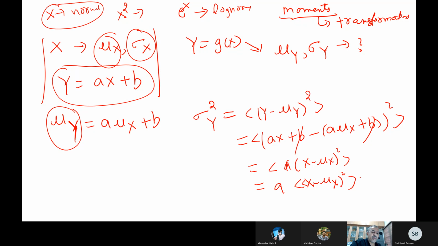What is the expectation of x minus mu of x whole square? Of course, a square will be there because of the square. What is this quantity? It is nothing but a square sigma x square. So without calculating the density, without even going into all those calculations, we can go directly moments to moments itself. This is also very important.